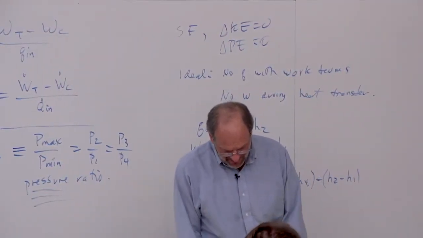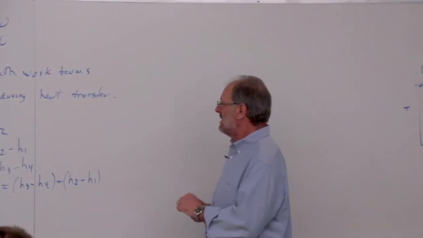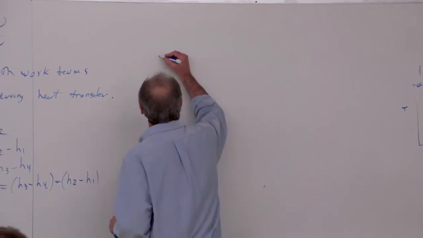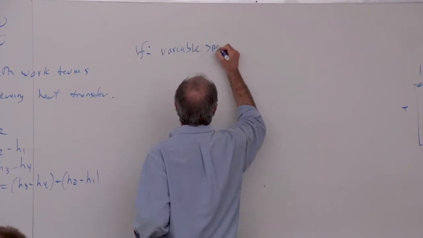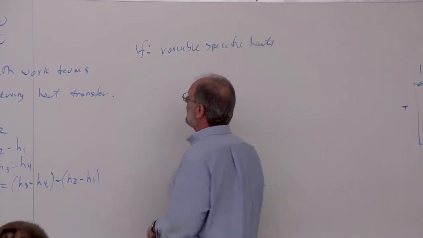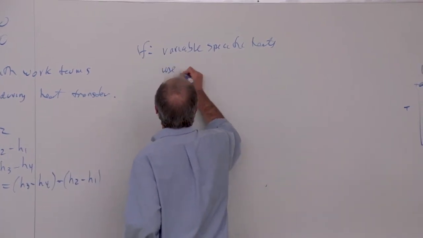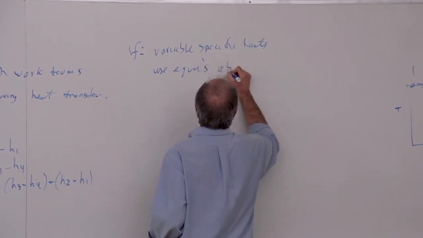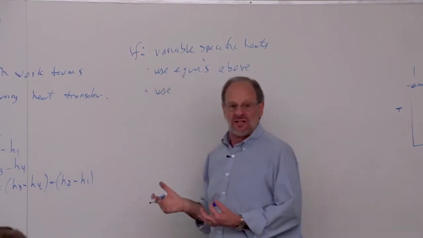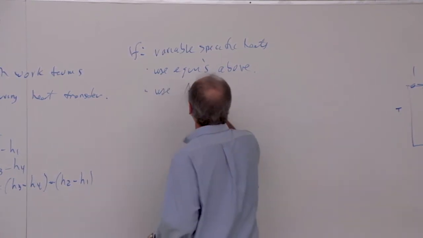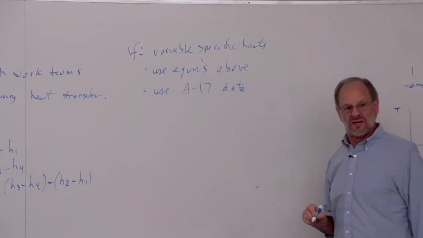Now, at this point, we actually need to start thinking about our two different methods of solution. If we had variable specific heats, then we just use the equations that are presented here on the board. So just use the equations above. And of course, the data you're going to get is going to come from table A17 or A17E.